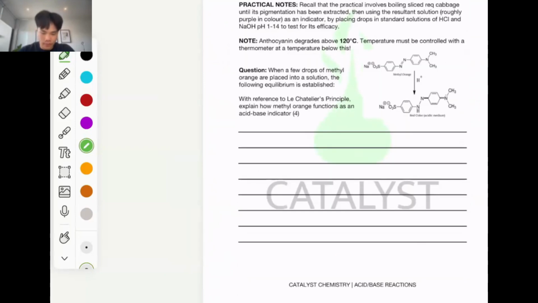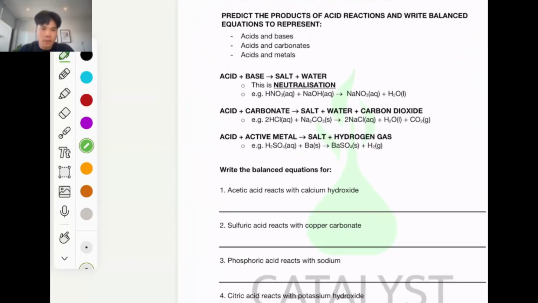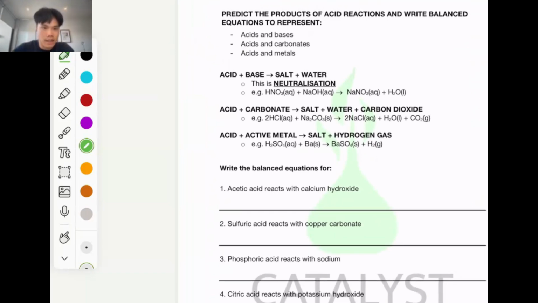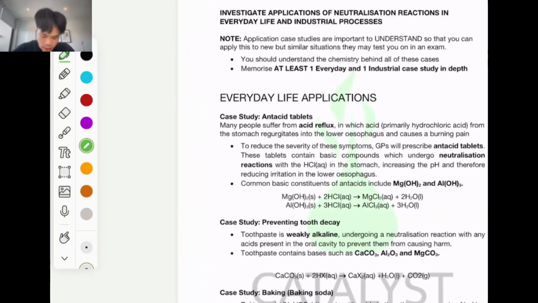Okay, sweet. So going on, acid-base reactions, 3 of them. Acid-base makes salt water, acid carbonate makes salt water CO2, and acid active metal makes salt and hydrogen gas. Just remember those 3.